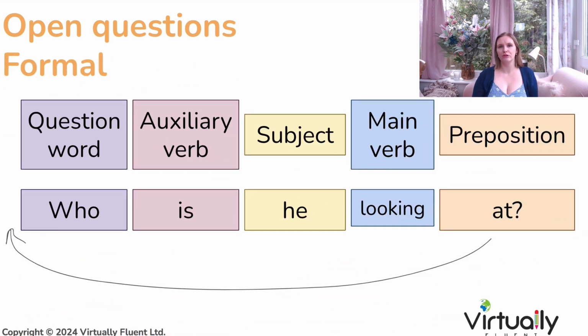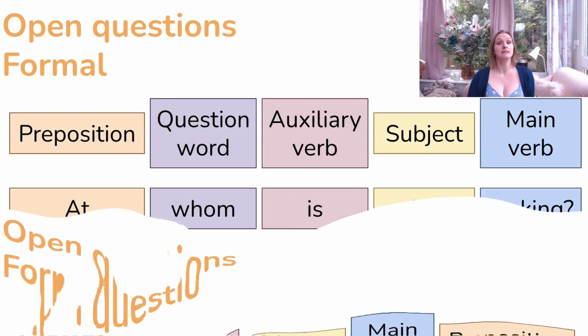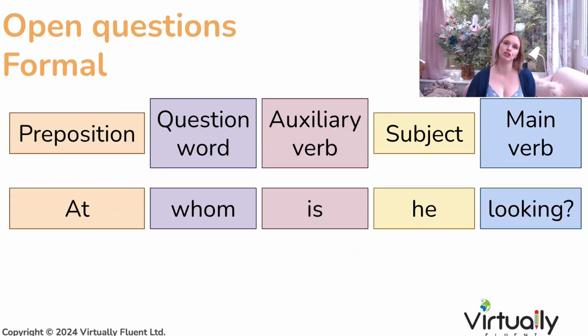Now we do have something really special with these prepositional questions, and that's because we can often put the preposition right at the very beginning of our question and then our question word. Now this is an extremely formal way of speaking. To be honest, people don't use this very much nowadays, but it is possible, so just be aware of that. So in this case, our question would slightly change to at whom is he looking? I just need to change the who to whom because this question is now becoming an object rather than a subject in the sentence.